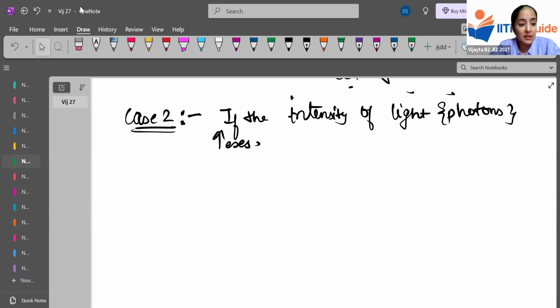Intensity is, yeah. What do you infer physically by intensity? That means, what do you mean, beta? Ma'am, more photons are emitted. More photons are given to the metal surface, not emitted. Photons kahan emit ho rahe hain? Electrons emit ho rahe hain. Yes. So what is the result of that increased intensity? Who will tell?